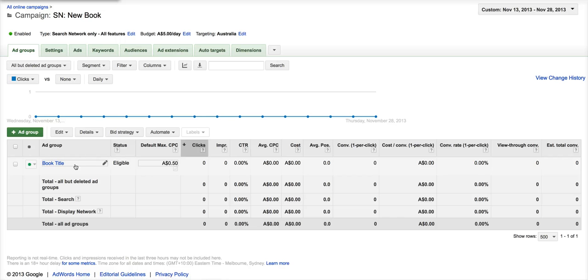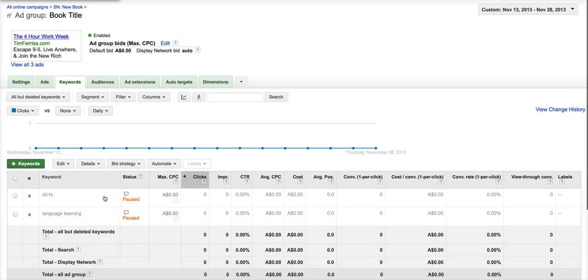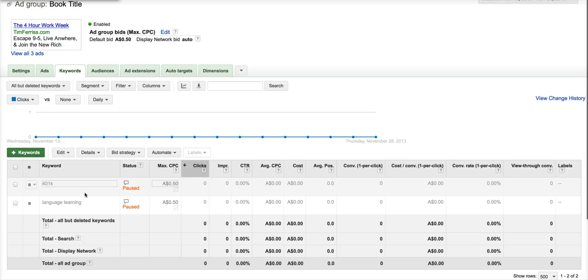If there's other things I wanted to test, for example, if I wanted to test, say, the book subtitle, I could also create a separate ad group for that, and that means the results are neatly contained within each ad group. So let's click on this ad group, and here are the keywords that are being bought.